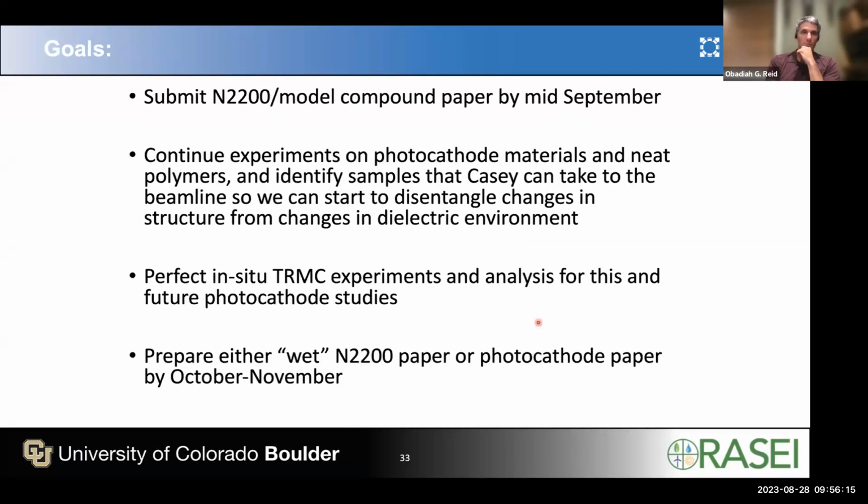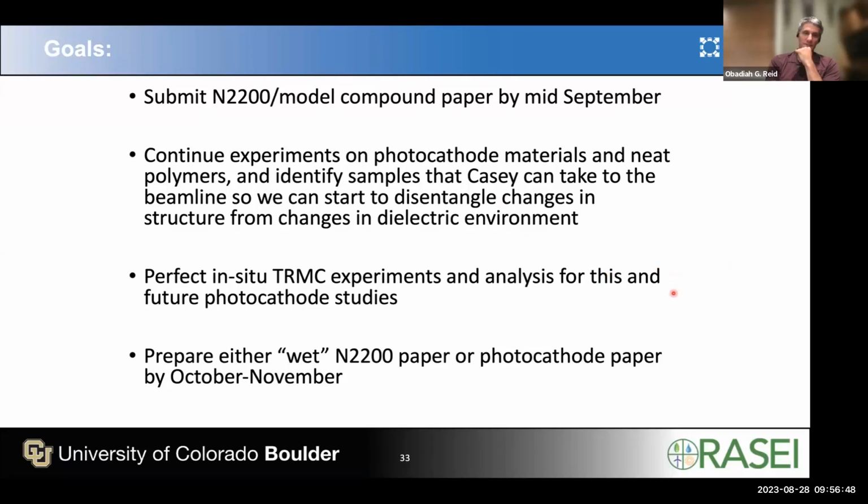So, all right, and goals. I stated this already, but we're trying to submit this N2200 model compound paper by mid-September, where I'm going to keep pushing on doing experiments on these photocathode materials and identify samples that Casey can take for beam time so that we can start to figure out what structural changes there might be, which might also play into the photophysical changes.